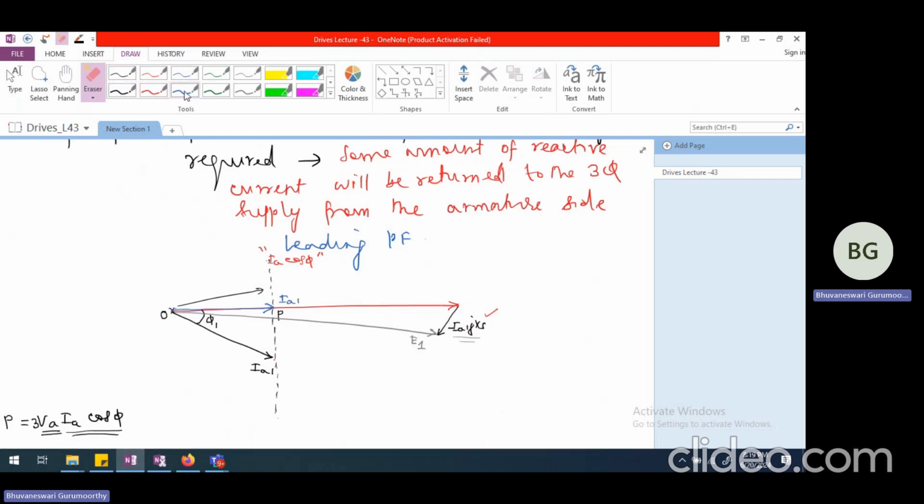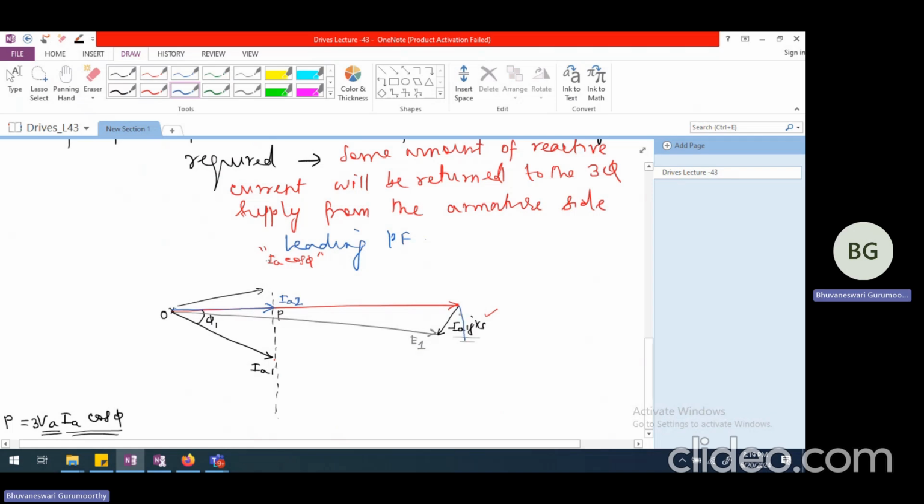So when I have the unity power factor current, if I try to get IA1 jXS, it will be like this because it will be perpendicular to the unity power factor current. So let me call this particular current IA2 rather than IA1, because IA1 happened to be the lagging power factor current. IA2 is the unity power factor current.